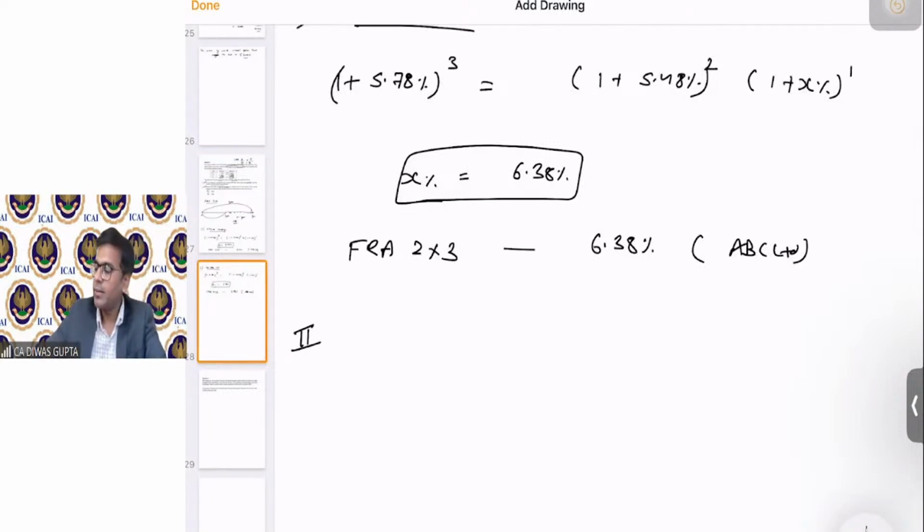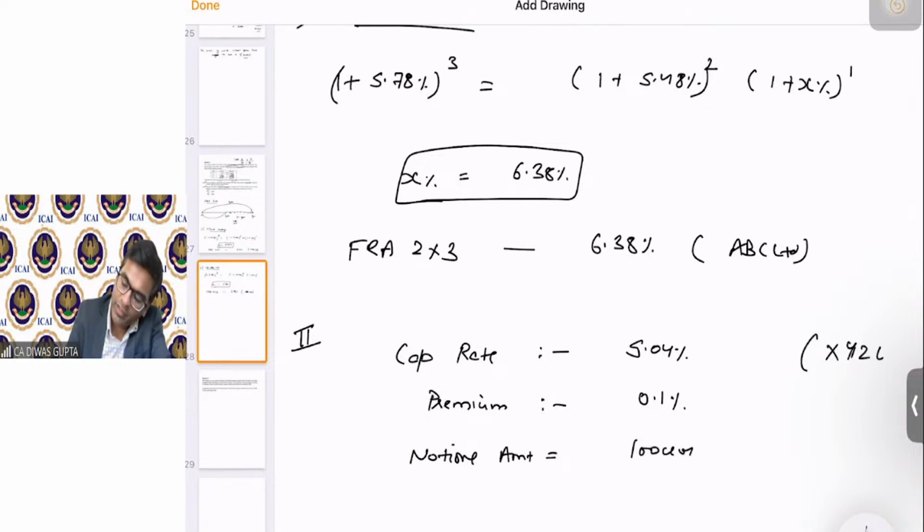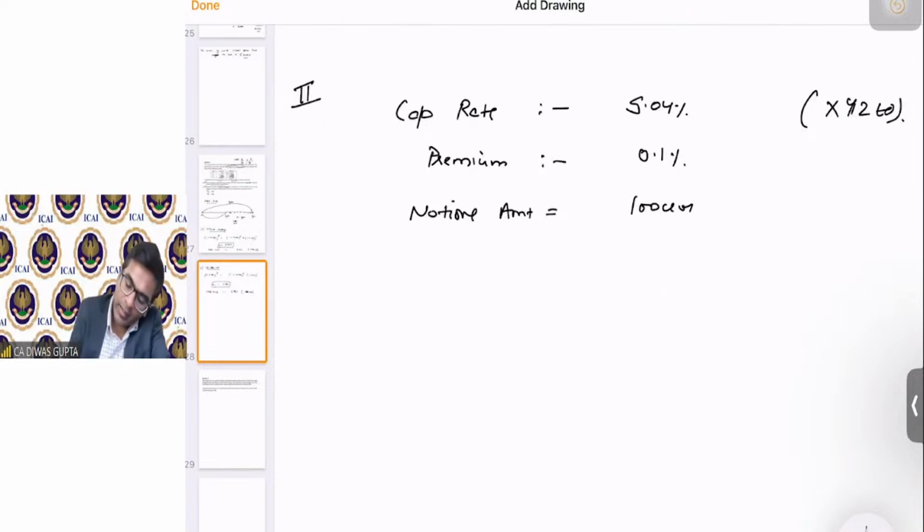So the second part, we understand that the cap rate, first of all, is determined to be 5.04%. Premium is 0.1%. And the notional amount is equal to 100 crores. And this we are talking from the point of view of XYZ Limited, correct? Because that is what is needed also in the question, right? So we have been given 4.5 and 5.5. There are two cases that have been given to us, right?